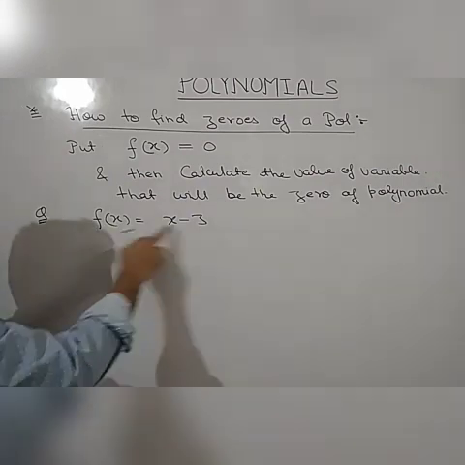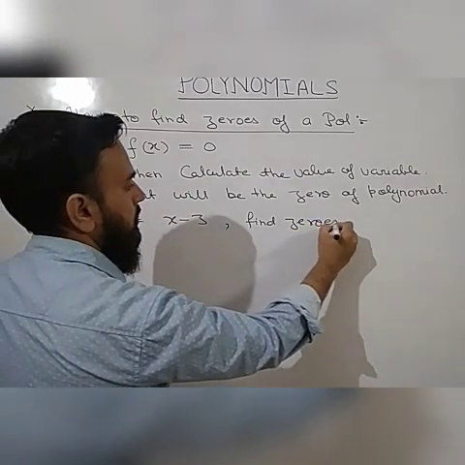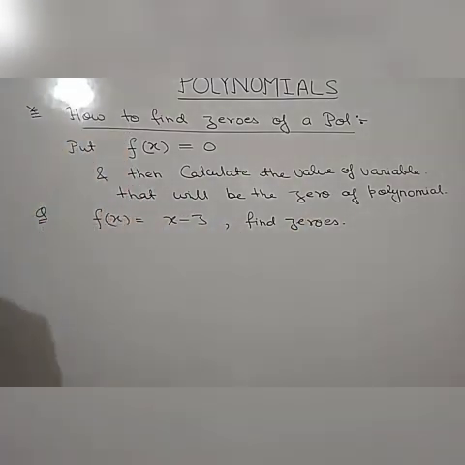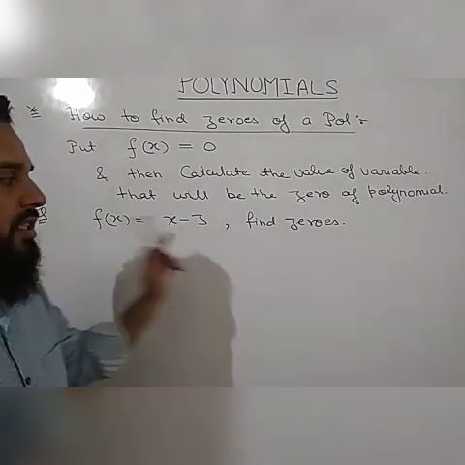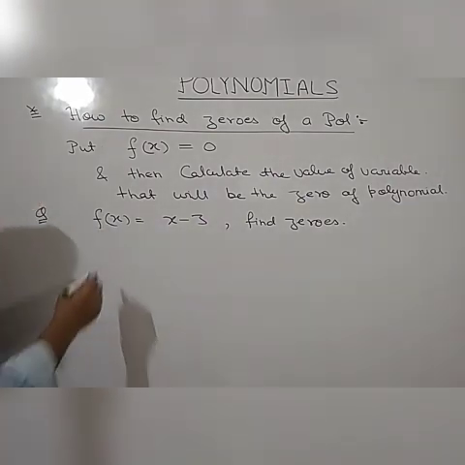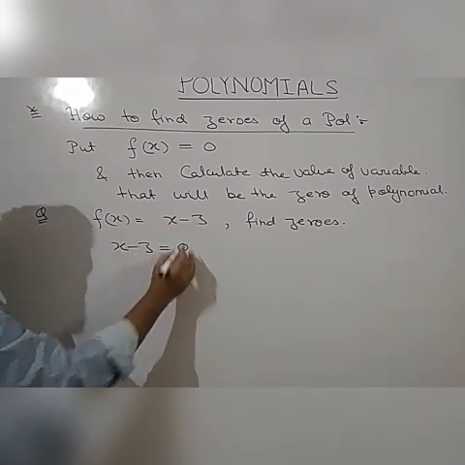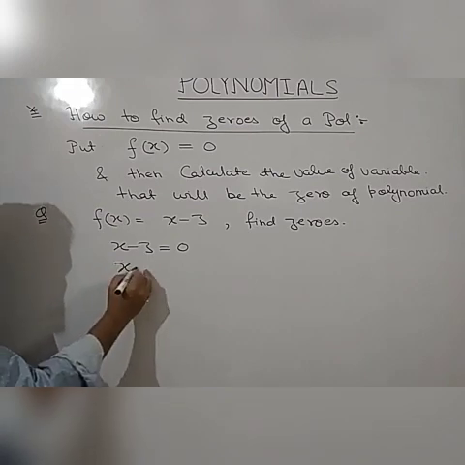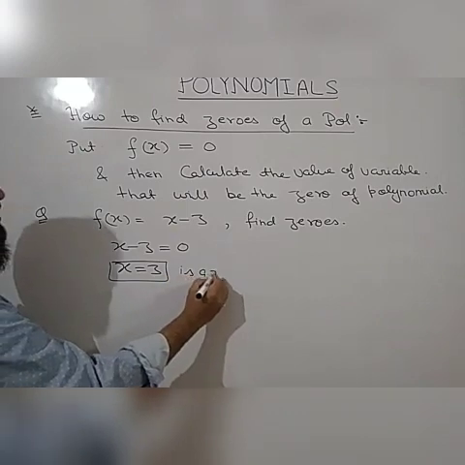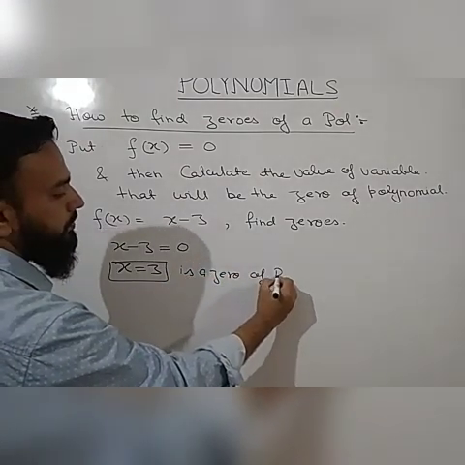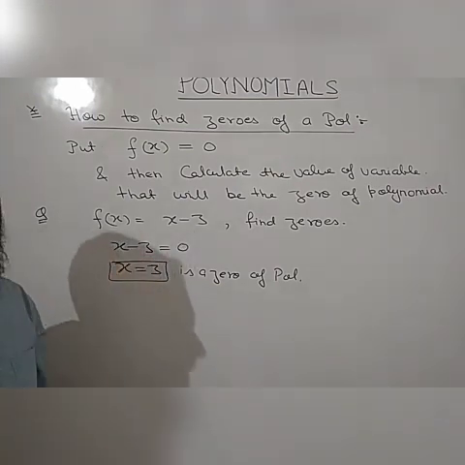Okay, we are given f(x) = x - 3. Find the zeros of this polynomial. So the polynomial is f(x) = x - 3 and we have to find its zeros. Then what we will do? We will put f(x) = 0. That means x - 3 = 0, or the value of x will be equal to 3. So x = 3 is a zero of this polynomial.